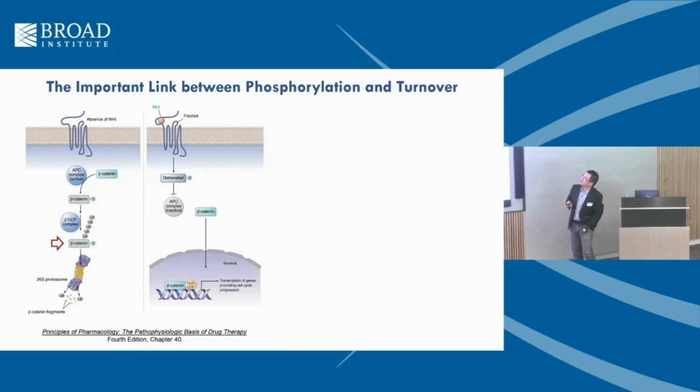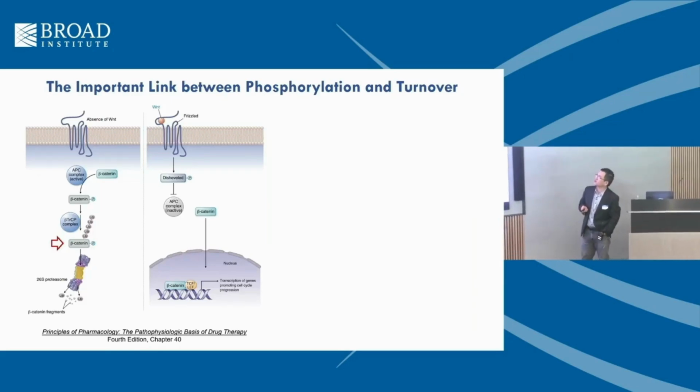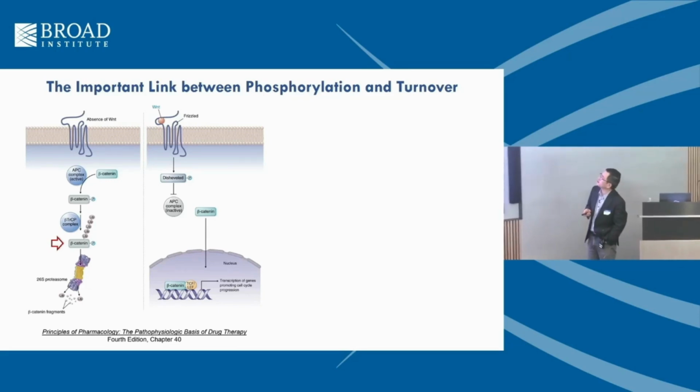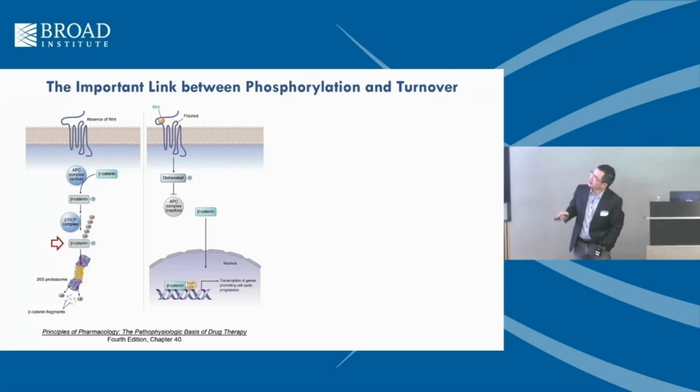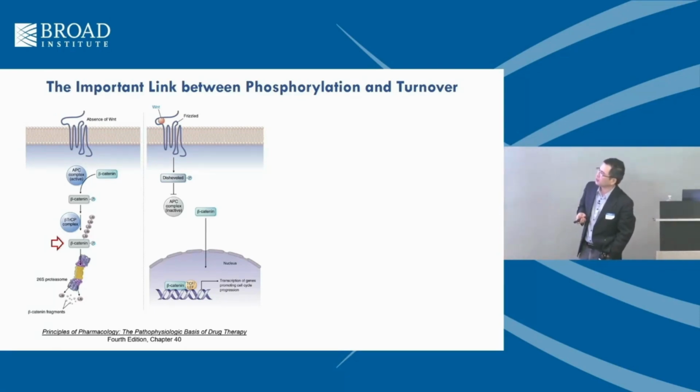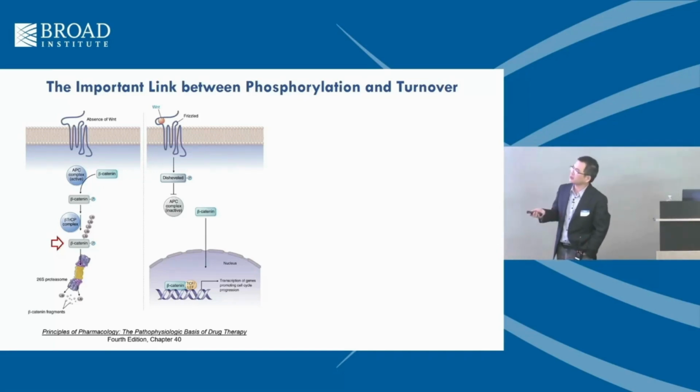I would like to further use this second slide to argue the importance of the interplay between phosphorylation as a modification and protein turnover. On the left, you can see the Wnt pathway, which is a classic cancer-related pathway. In the absence of the Wnt signal, beta-catenin, the important Wnt protein, gets phosphorylated because of the activation of the APC complex. This phosphorylation renders beta-catenin to be ubiquitinated and then degraded by the 26S proteasome.